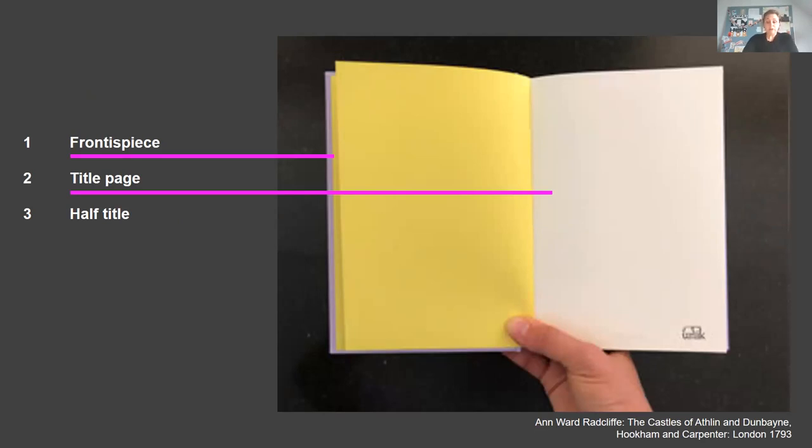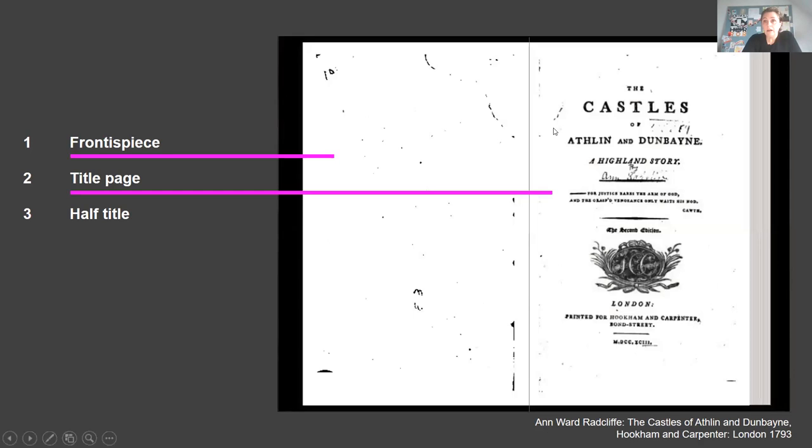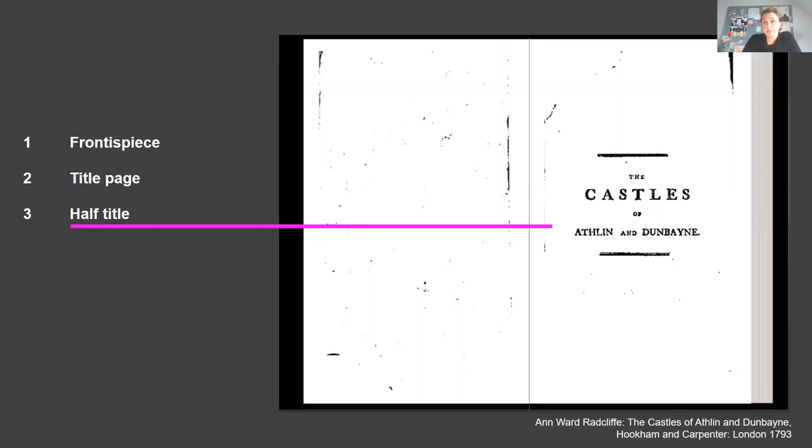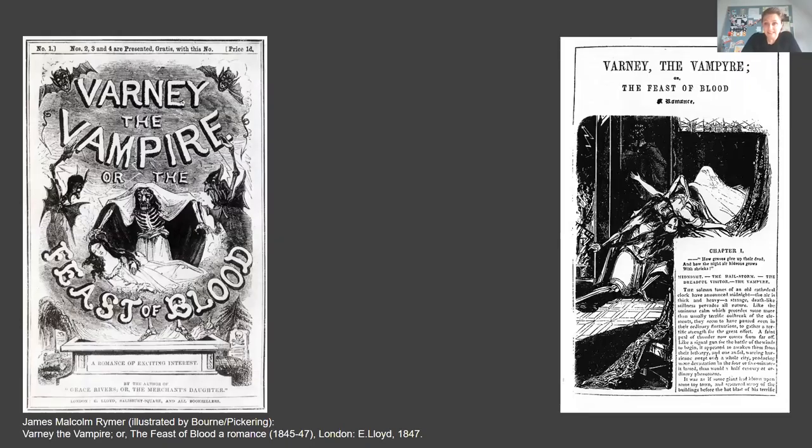You can see here what we mean when we speak of title page or frontispiece. These terms identify the marked pages of a book and will come in handy if we speak later about the topic. And especially the frontispiece will become important for the figurative embellishment. Here you see the version of Castle of Ethelinde and Dunbayne by Ann Radcliffe, and you see here it also is embellished with a little vignette over here. That's a kind of an upgrade. And there we have the half title, which could also be embellished, but mostly was typographically designed. Okay, I guess this you know.